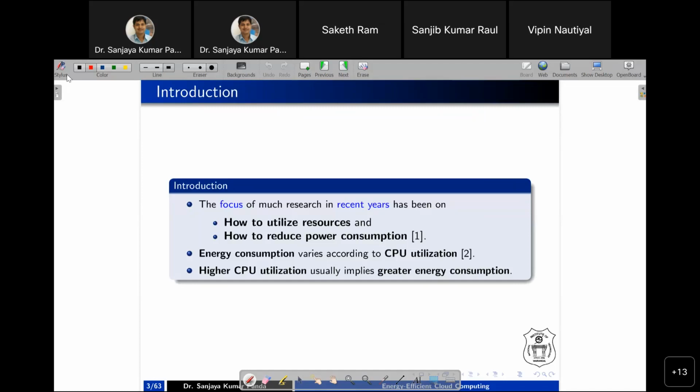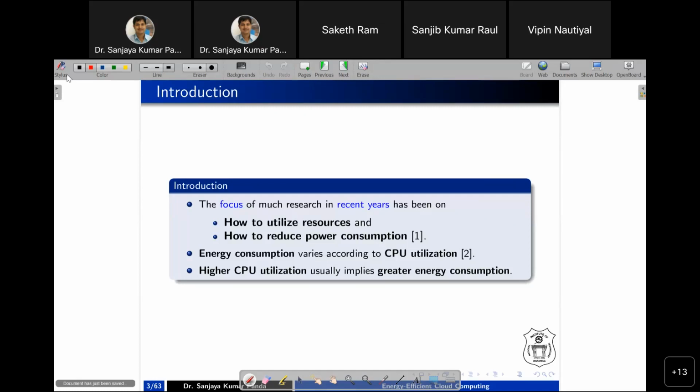One practical example, you can also say, is that in our computer system, we have sleep, we have hibernate, right? So instead of leaving the computer system on, we can use the sleep option, or we can use the hibernate option, which will save energy, right?